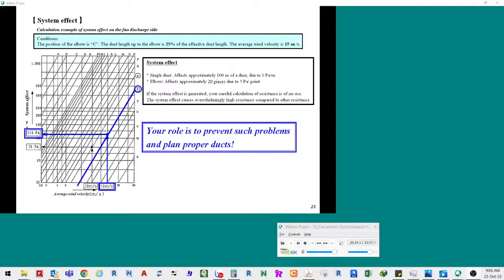If the system effect is caused, overwhelmingly high resistance, which cannot be compared with any other resistance, is generated. You cannot offset it even if you calculate resistance as carefully in detail as possible. Your role is, therefore, to prevent such problems and plan optimal ducts.